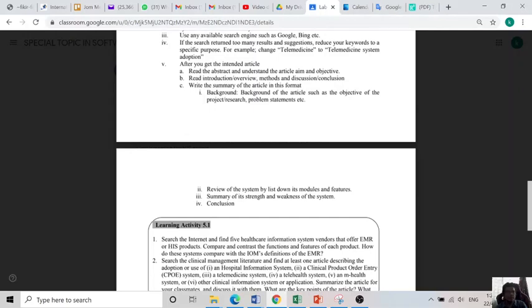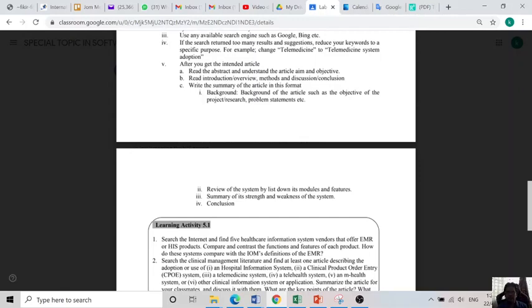So 5 articles means 5 backgrounds, a review of the system, summary of the system, their strengths and weaknesses, and conclusion. So from this review, let's say you review 5 articles and 5 research, then you can compare. You need to compare one researcher's approach to another's. So from that you will get the idea.